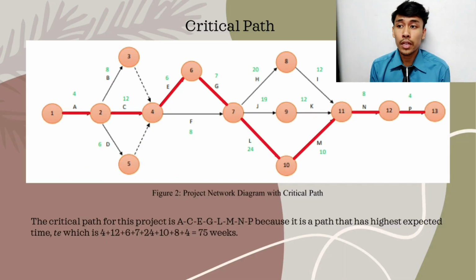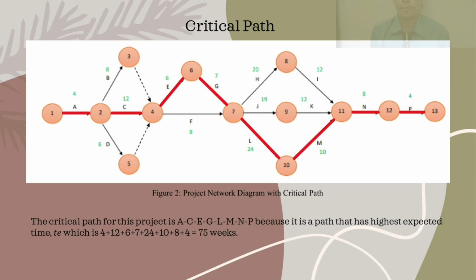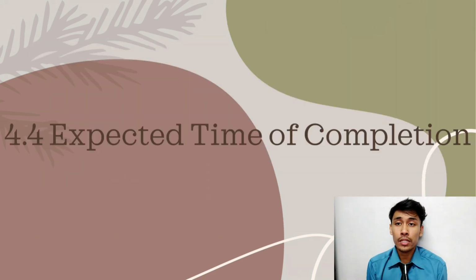Then after finishing designing the network diagram, we can now determine the critical path for our project. The critical path is the path with the highest expected time to complete the project. So based on the network diagram shown here, the critical path for our project is A, C, E, G, L, M and P with 75 weeks expected finish time. Now we move on to expected time completion.